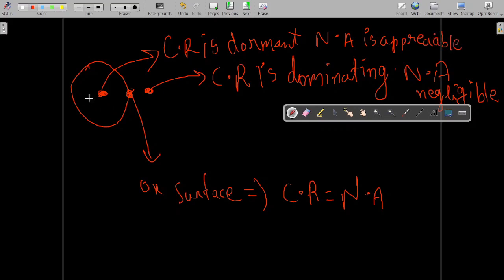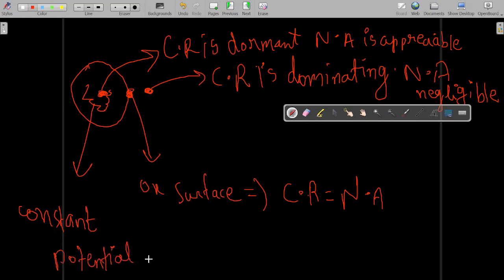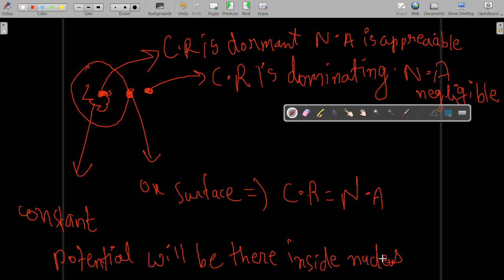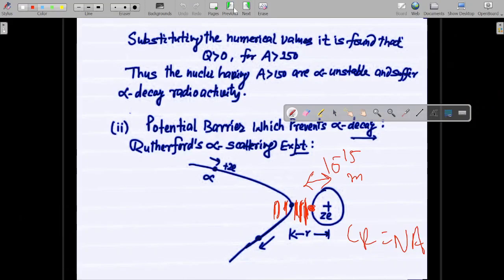So at all these points inside the nucleus, a constant potential will be there, because of the homogeneity of the nucleus. So there will be constant potential inside the nucleus according to the classical model.